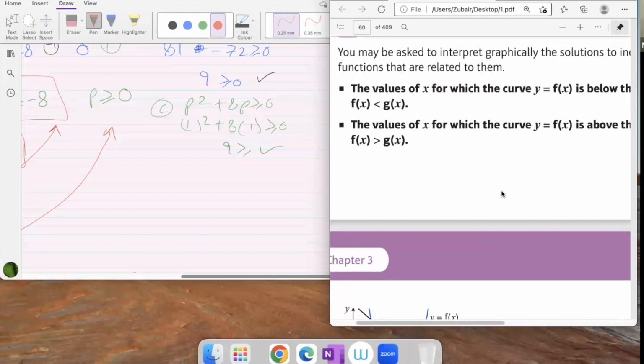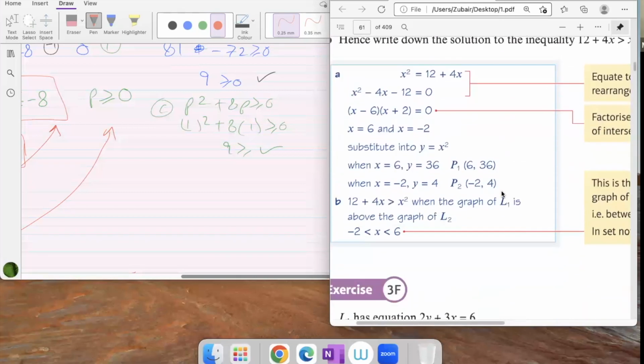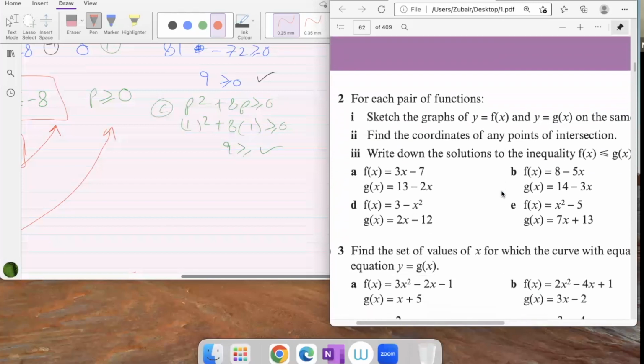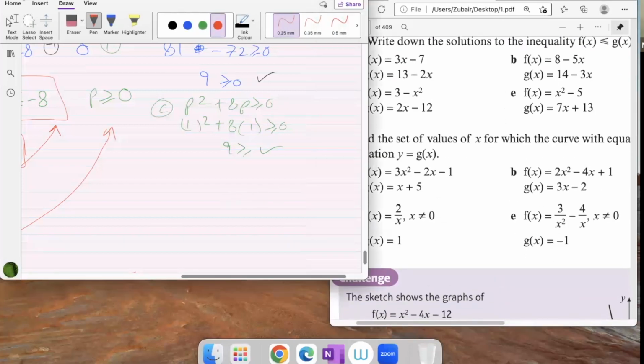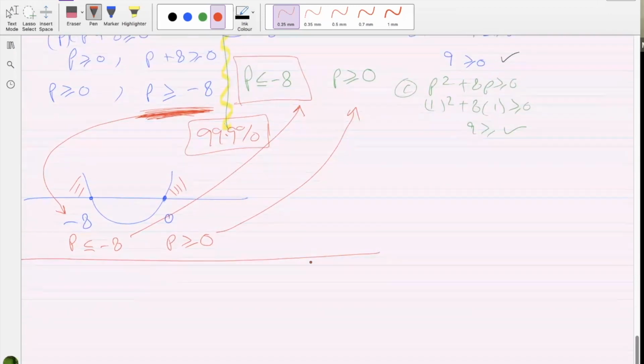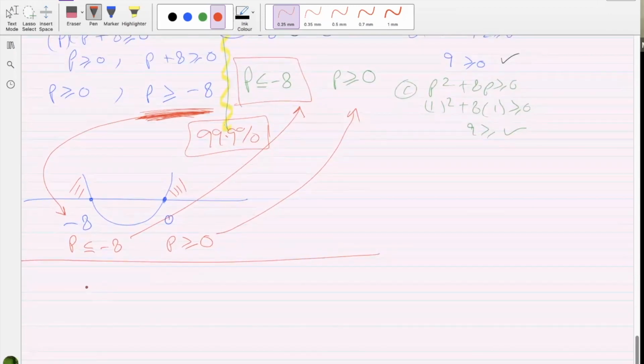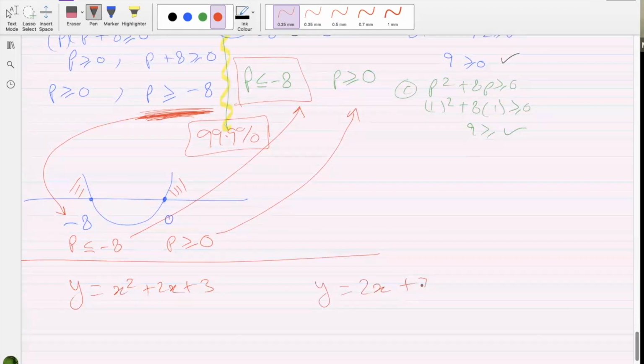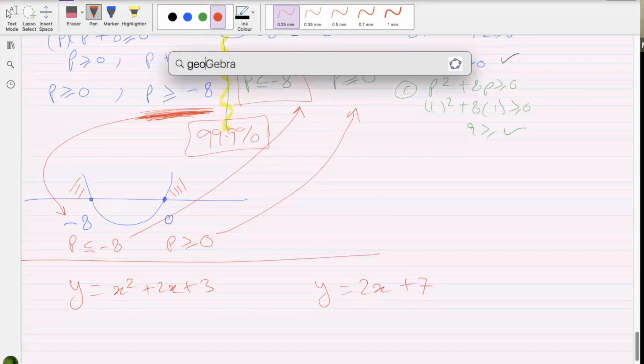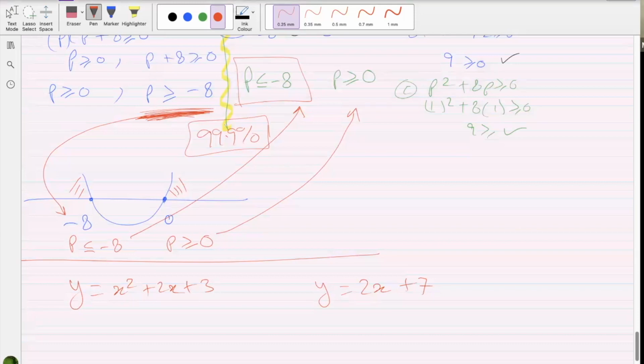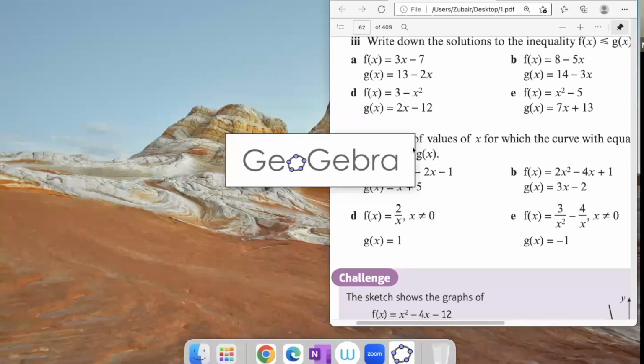Okay, now how would inequalities look on a graph? These are drawn exactly the same way you drew the graphs for linear or quadratic equations. For example, say we have these two equations: y equals x squared plus 2x plus 3, and the other equation is y equals 2x plus 7. Let's quickly have a look at how they will appear on the graph.